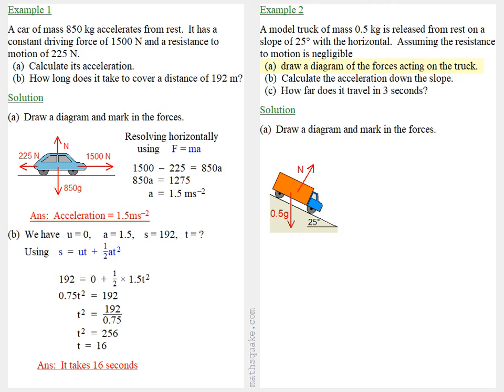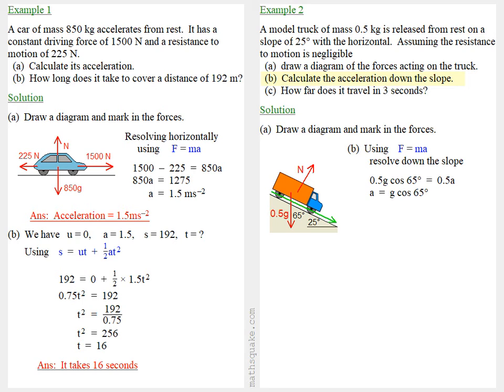the slope. In part B, we're asked to calculate the acceleration down the slope. So we use F equals ma to resolve down the slope. To resolve in a given direction, we take the force and multiply by the cosine of the angle between the slope and the direction of the force. This angle is 65 degrees. So we have 0.5g cosine 65 degrees is equal to 0.5a.